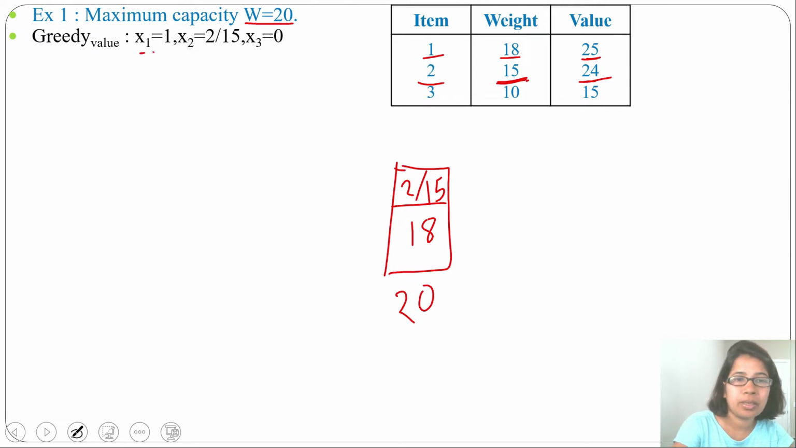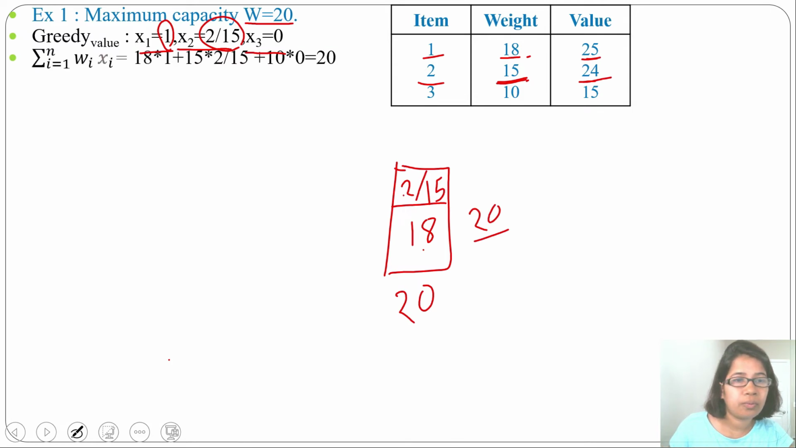So x1 equals 1. We are choosing the full item. Then x2 equals 2 divide 15. x3 equals 0. x means how much we are choosing. So x1 whole we are choosing, that's why 1. x2 is 2 divide 15, means 2 pound from 15 pound.